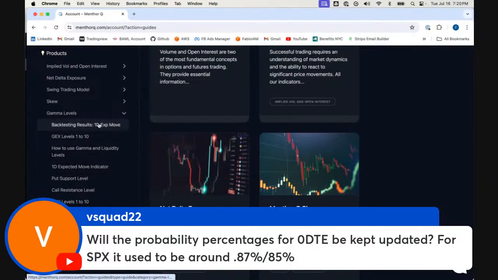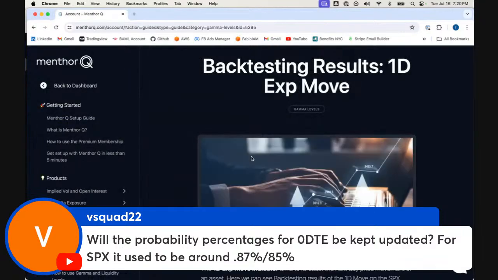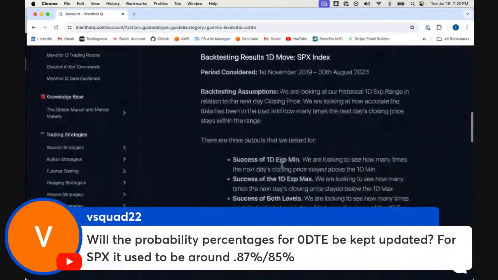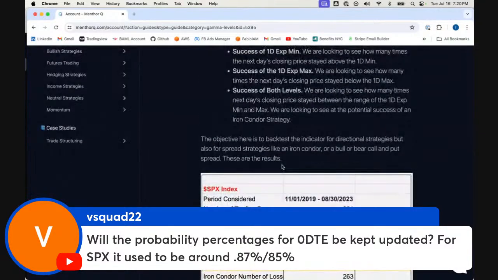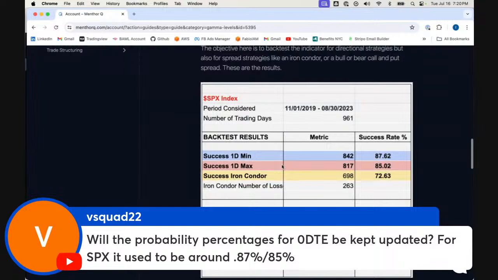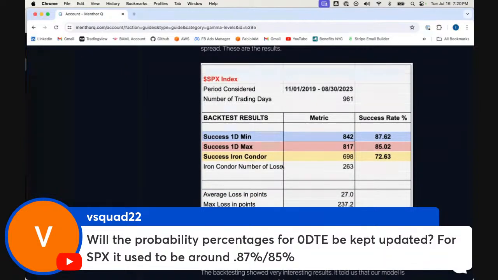Let's go here and see what the results are. All right, so again, this is the 1 day minimum and 1 day max. We launched this last year, and we had some really interesting results. We're now working with a big quant firm, and we're going to come up with more backtesting in the next few weeks, months, so stay tuned. But essentially, the success in this case is how many times over the past 4 years the price of SPX closes above the 1 day minimum on the next day and closes below the 1 day maximum on the next day.